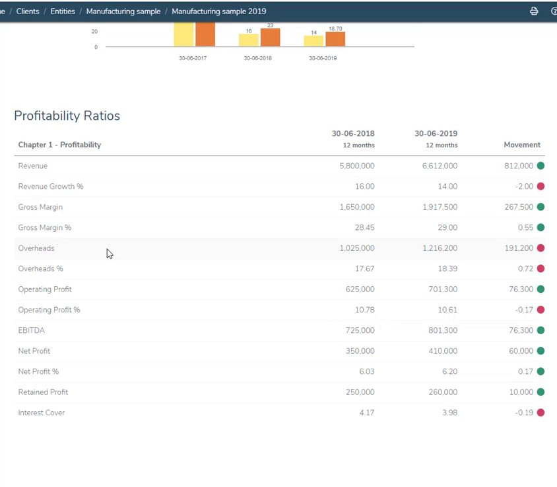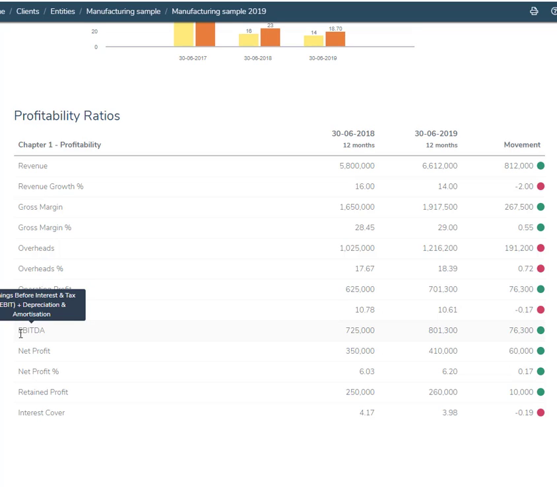overheads, as we said, increased. Overhead percentage as a percentage of sales has increased, which is not good. Our operating profit percentage as a margin of sales has decreased. Not a lot, so it's not a massive issue, that one.